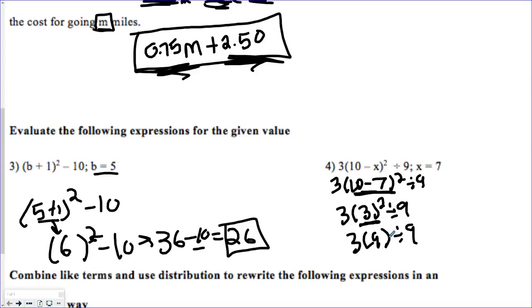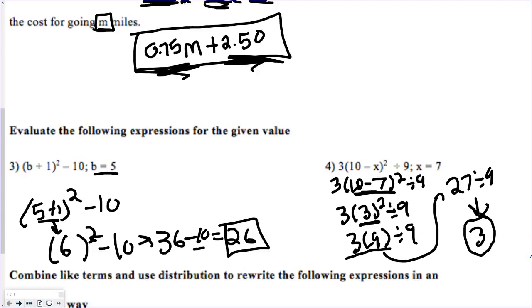The MD part means multiply and divide as you see them, left to right. The first thing I see going from the left is 3 times 9, which is going to give me 27, divided by 9, which brings me back to 3. So that's my final answer there.